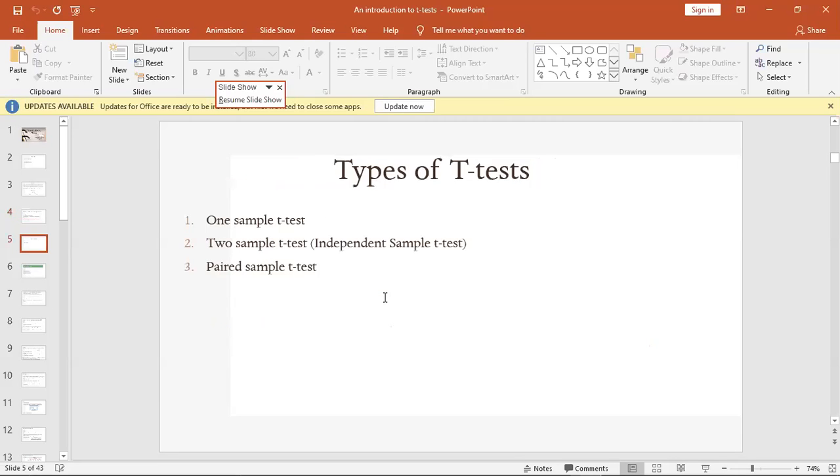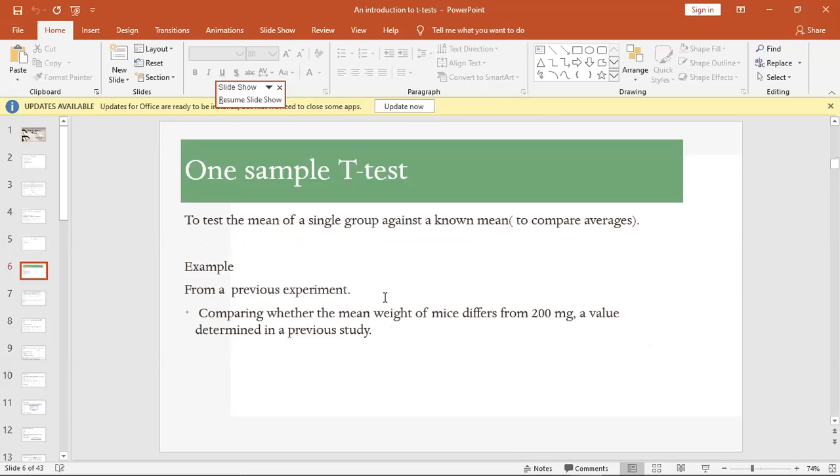So I told you that there are three types of t-test: one sample t-test, two sample t-test, and paired sample t-test. So let's move to one sample t-test. What is one sample t-test? We use the one sample t-test to test the mean of a single group against a known mean. Normally, in one sample t-test, you have only one sample, one group of sample, right? For example, you want to compare a mean weight of mice, rats.